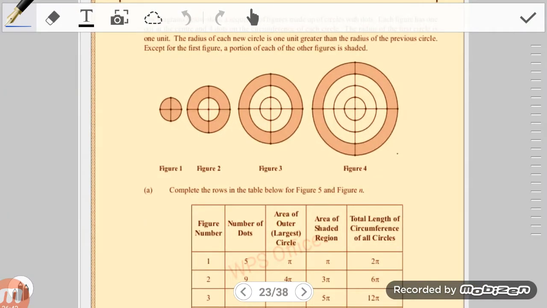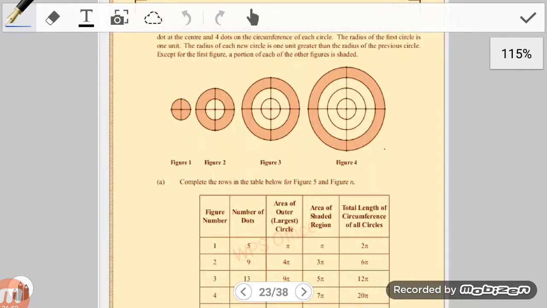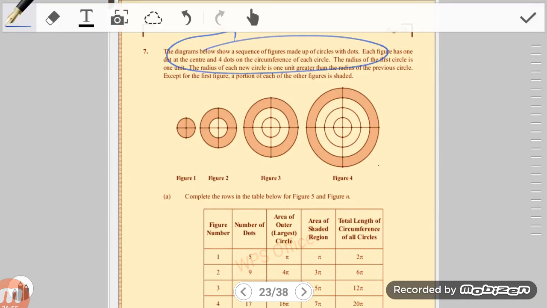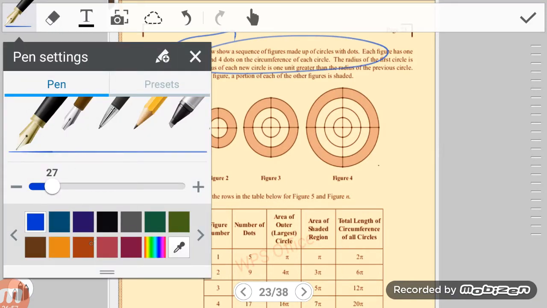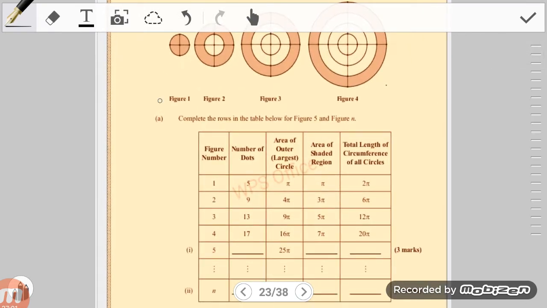Let's have a look, guys. So we're looking at that diagram there. We see the radius, we see the shaded portion. So we see everything. I think I have a pretty good understanding of the information here. Figure 1, figure 2, figure 3, figure 4. Complete the rows in the table below for figure 5 and figure n.